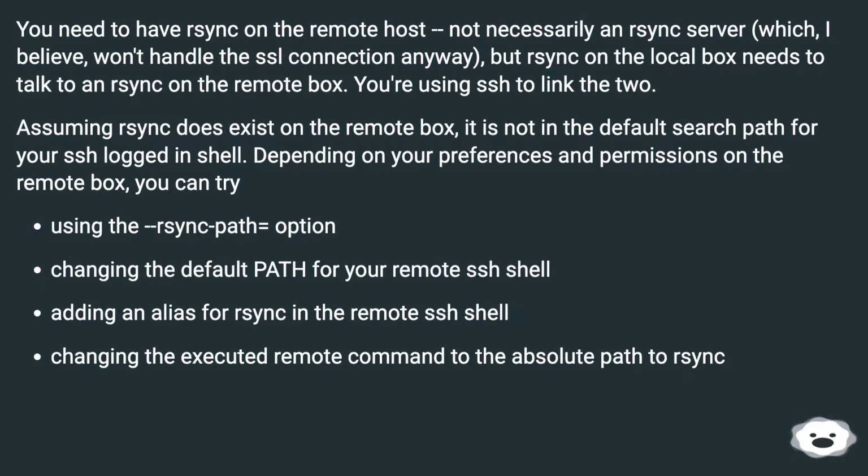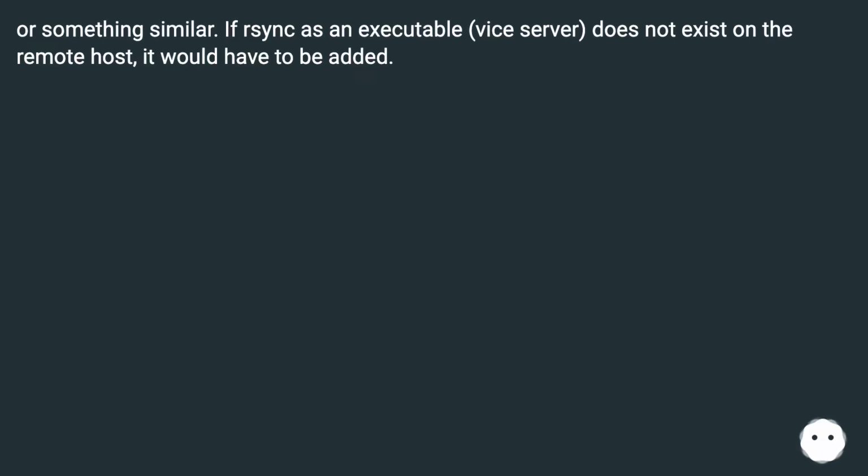Assuming Rsync does exist on the remote box, it is not in the default search path for your SSH logged in shell. Depending on your preferences and permissions on the remote box, you can try using the rsync-path option, changing the default path for your remote SSH shell, adding an alias for Rsync in the remote SSH shell, or changing the executed remote command to the absolute path to Rsync. Or something similar. If Rsync as an executable, or server, does not exist on the remote host, it would have to be added.